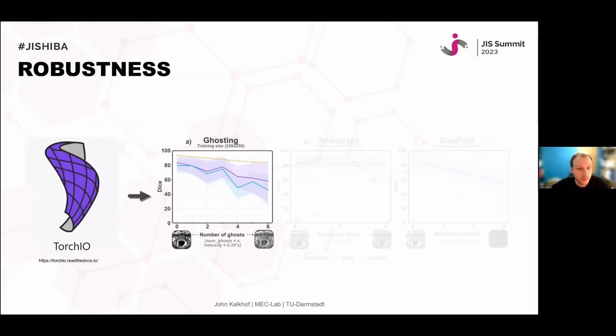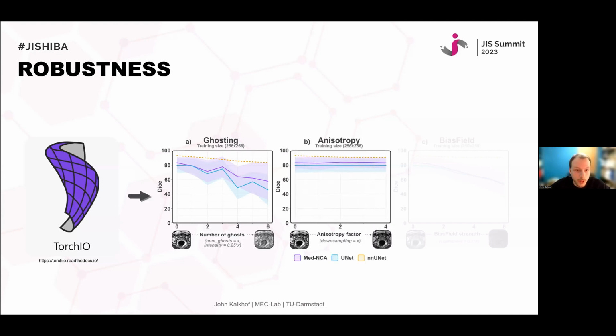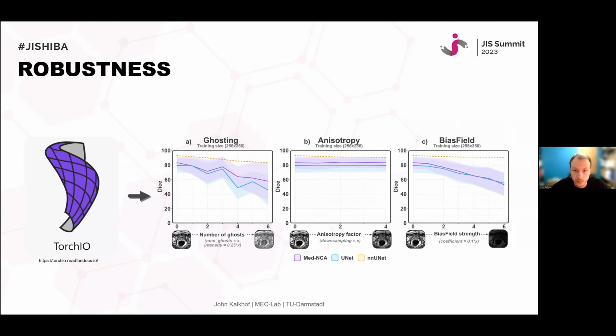In terms of robustness, we're seeing about a similar decrease in performance as for the UNet. For the ghosting, it's handling it slightly better. This also might be due to the multi-level architecture. For the nnUNet, the decrease is less because this is actually an augmentation that is trained on. For the anisotropy, there's about no difference for all three architectures. And for the bias field, we're having about a similar decrease.